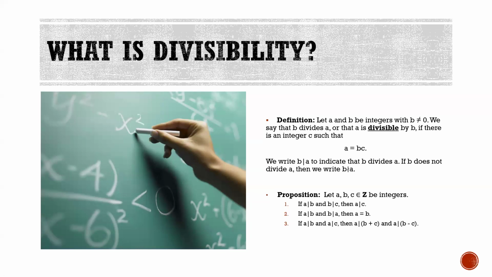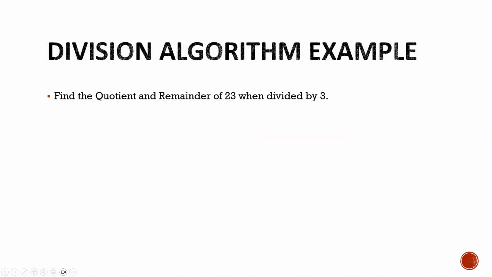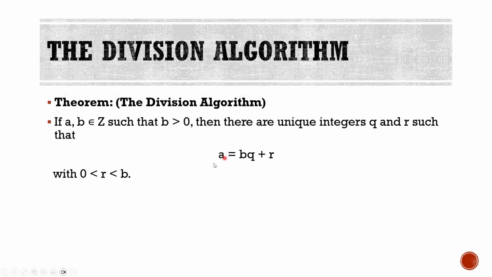Well, that leads us to something called the division algorithm. We start with any two integers, A and B, and we want B to be bigger than 0. That's our only criteria. Then there exist integers Q and R. Not only do they exist, they are unique integers. There's not two Qs, there's only one Q, and one R, such that A equals BQ plus R.